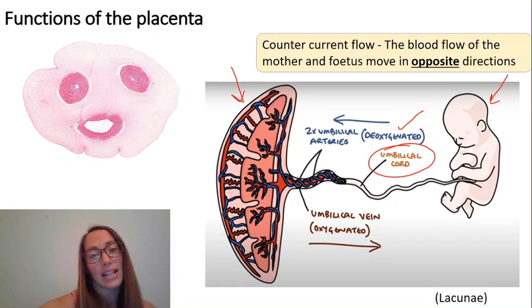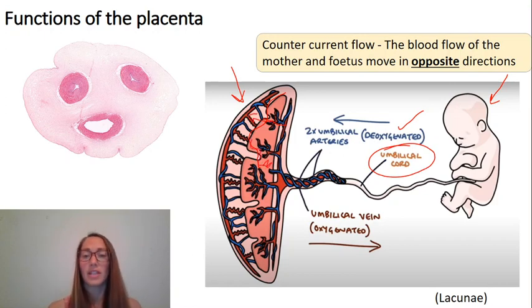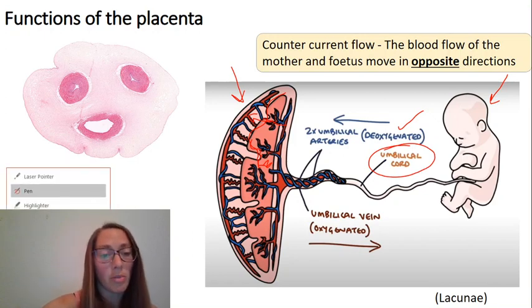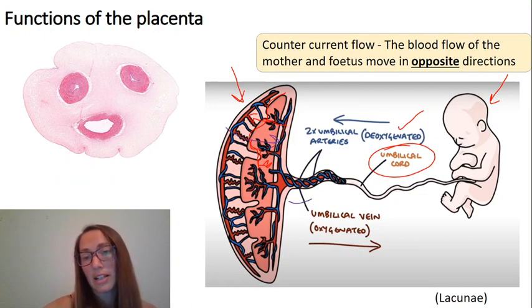And then things like carbon dioxide would move from the fetal blood via the intervillous space. You can kind of see the intervillous space here in pink, and into the maternal blood. And then obviously that blood would go back to the mother's lungs and be reoxygenated. You would also have oxygen moving from the maternal blood into the fetal blood. And then that oxygenated blood would be carried back to the fetus in the umbilical vein.